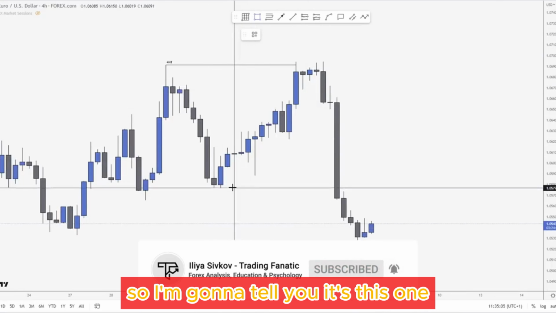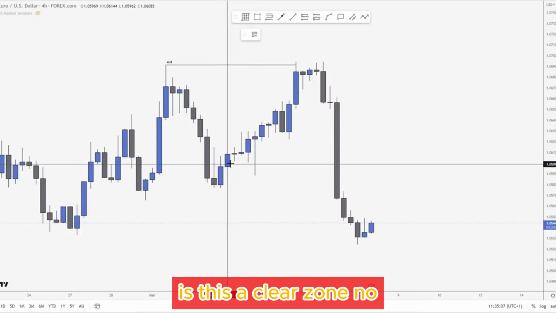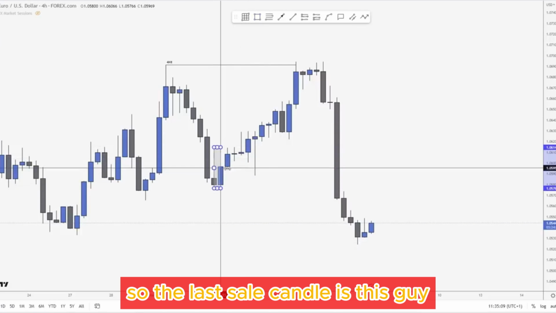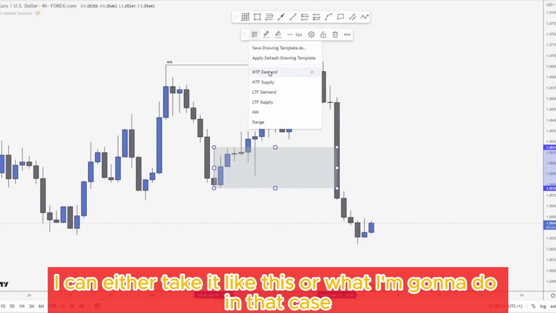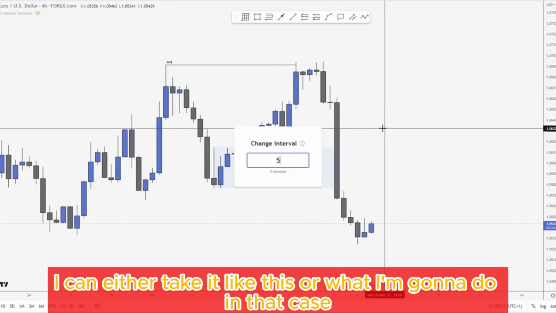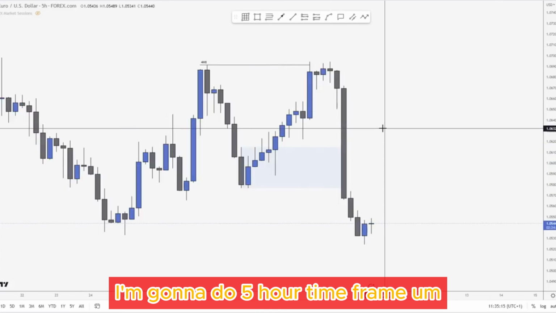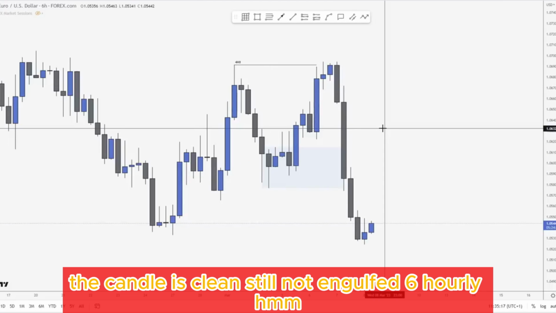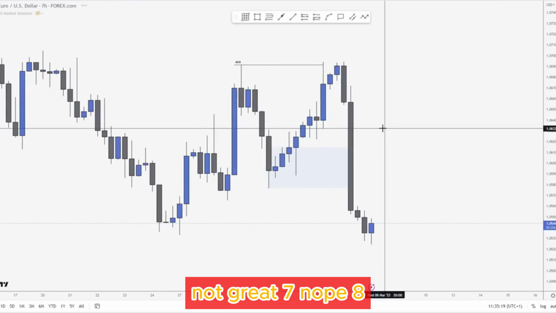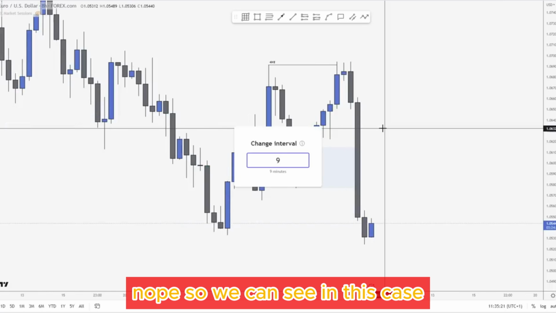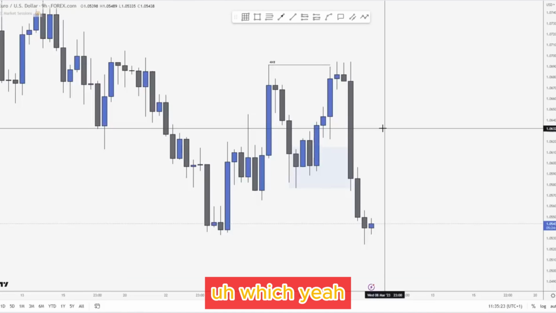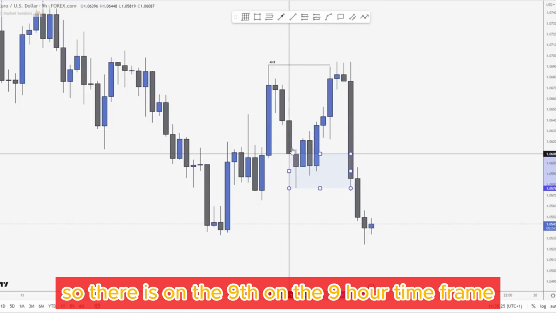Is this a clear zone? No. So the last sell candle is this guy. In this case, I can either take it like this, or what I'm going to do is go to the 5-hour time frame. The candle is clean, still not engulfed. 6-hourly, not great. 7, no. 8, no. So there it is on the 9-hour time frame.